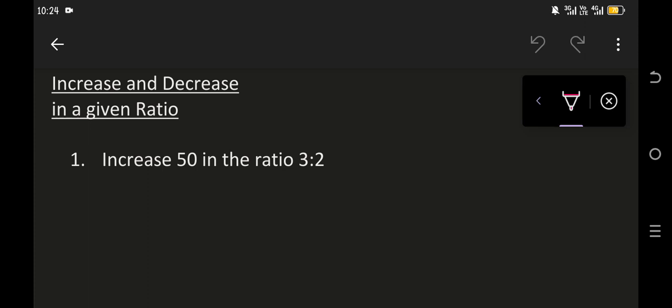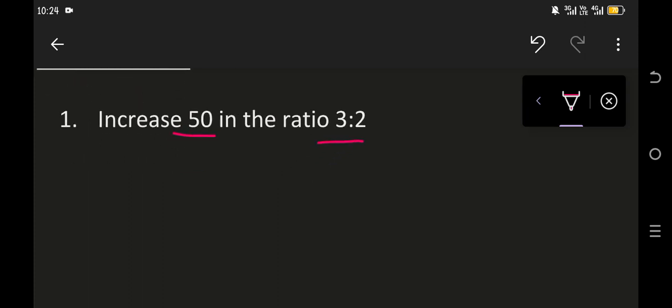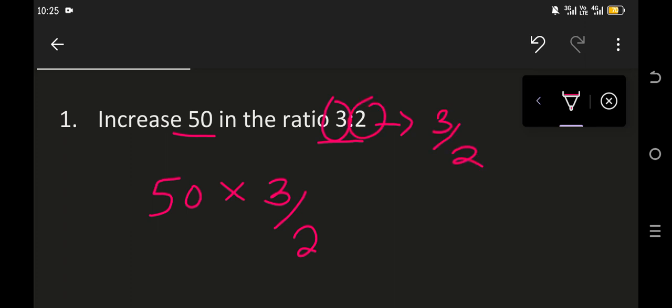So let us start. We have 50, and we have the ratio 3 to 2. This is a very simple thing. You can do it very easily. We're just going to take 50 times 3 over 2. Now, the first step is to express the ratio that you have been given in fraction exactly as it is. The first number will be your numerator and the second number will be your denominator. After you have expressed your ratio in a fraction, you're just going to take it as it is and multiply it by the number that you have been given.